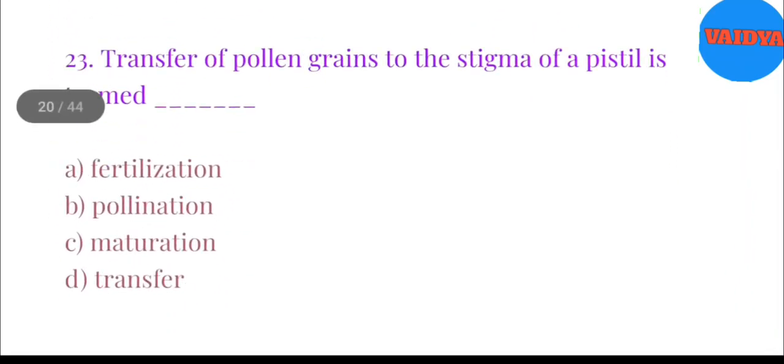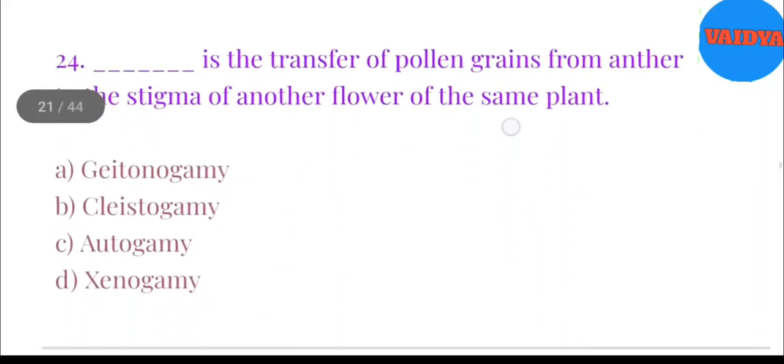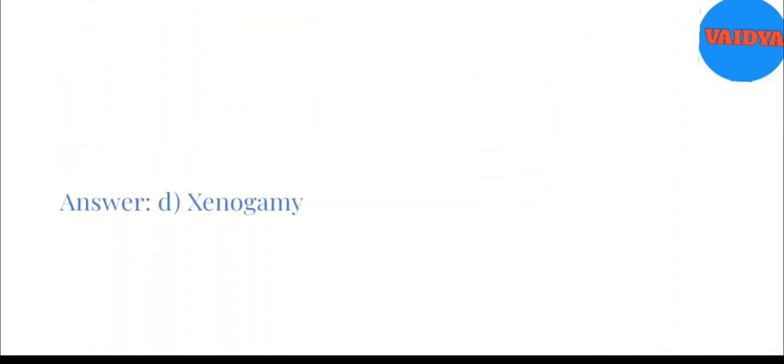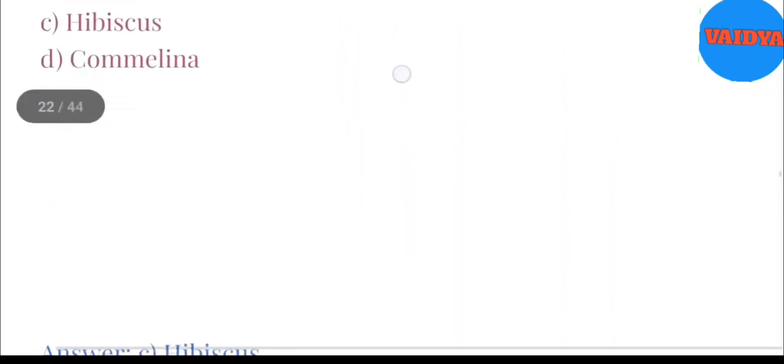24. Transfer of pollen grains to the stigma of a pistil is termed? A. Fertilization. B. Pollination. C. Maturation. D. Transfer. Answer: B. Pollination. 25. Dash is the transfer of pollen grains from anther to the stigma of another flower of the same plant. A. Geitonogamy. B. Cleistogamy. C. Autogamy. D. Xenogamy. Answer: D. Xenogamy. 26. Which of the following do not produce two types of flower? A. Viola. B. Oxalis. C. Hibiscus. D. Commelina. Answer: C. Hibiscus.